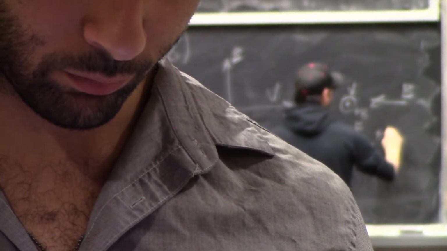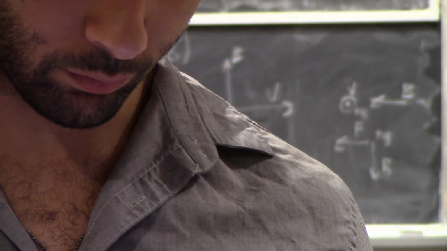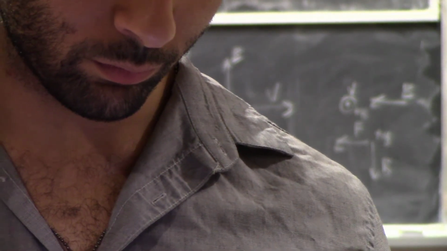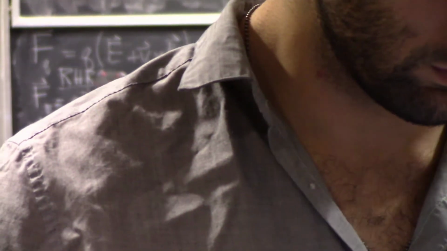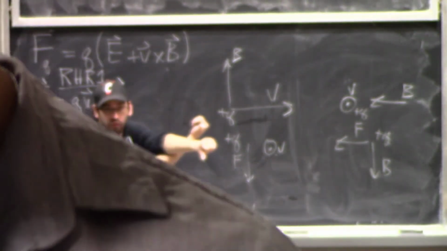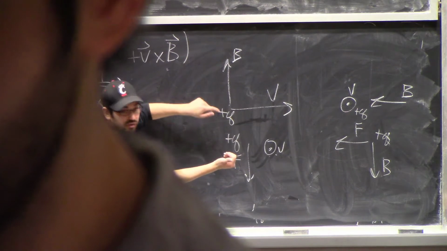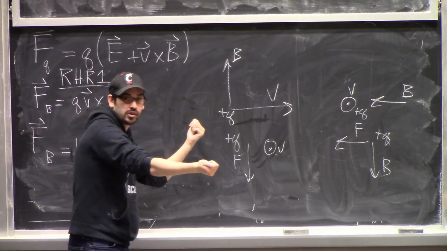What's going to be different if these are negative? The force is flipped in direction, right? So V cross B is out for the positive charge, but if it's a negative charge, it's the opposite direction. Okay.